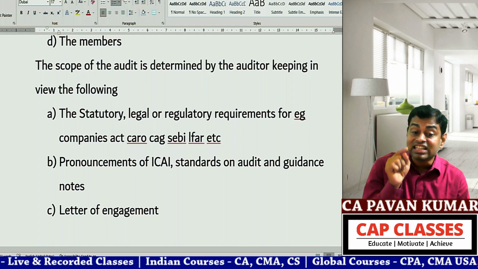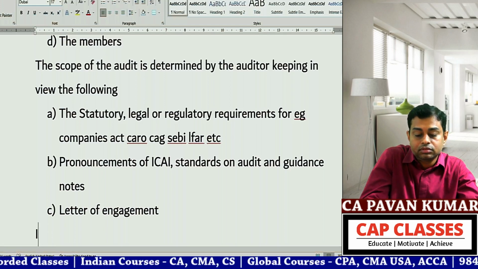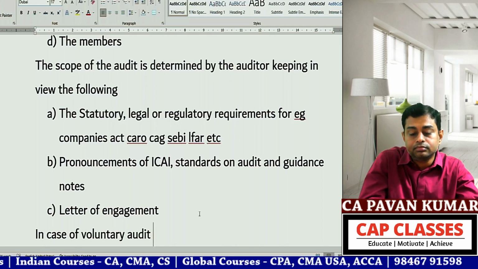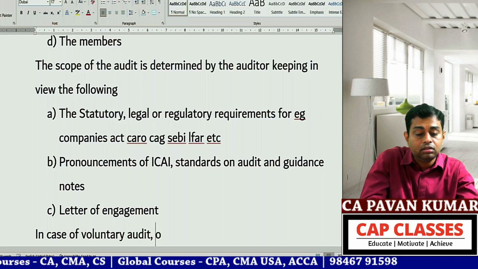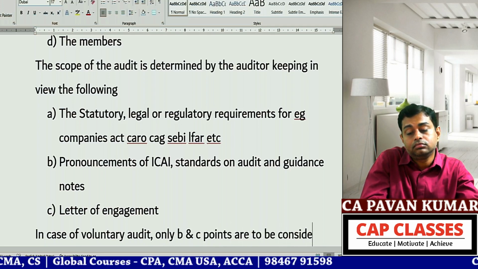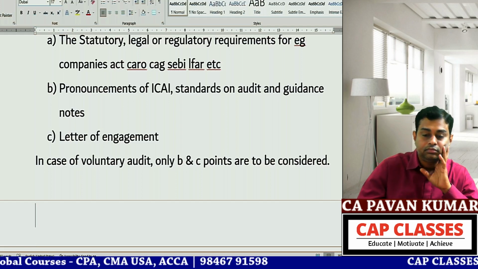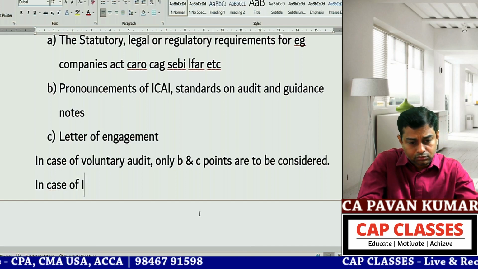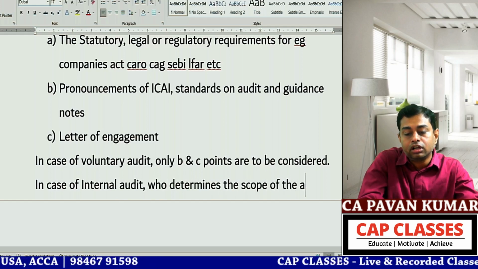This is if it is statutory audit. If it is voluntary audit, A will not be there. A, the statutory requirement, will not be there. In case of voluntary audit, only B and C points will be there, because there is no statute. Are you following me? In case of internal audit, who determines the scope of the audit?